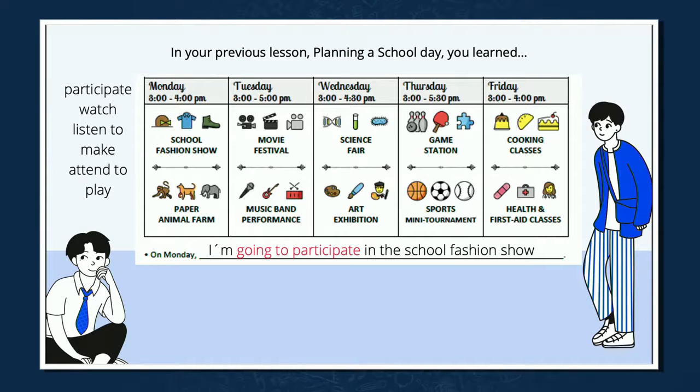In this lesson, you learned different activities that schools usually plan, like school fashion shows, movie festival, science fair, game station, cooking classes, paper animal farm, music band performance, art exhibition, sports, mini tournaments, and health and first aid classes.